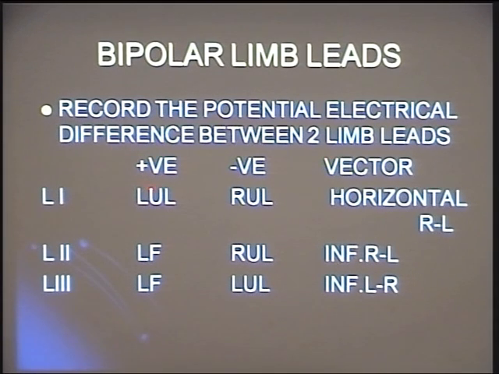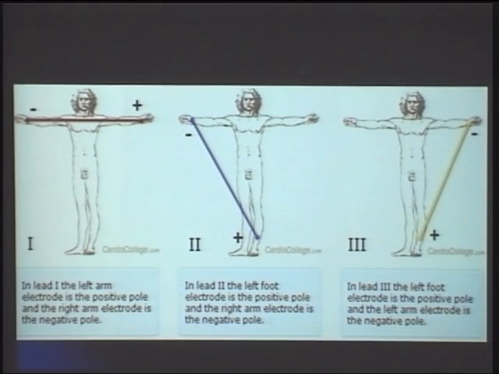As I told you, in unipolar leads, once again, so bipolar lead summary here. Lead 1, positive pole is left upper limb, negative pole is right upper limb, horizontal vector from right to left. Lead 2, left foot is positive, right upper limb is negative, so inferior right to left. Lead 3, left foot is positive, left upper limb is negative, so inferior towards the right side. So horizontal vector, inferior and to the left, and inferior and towards the right: lead 1, lead 2 and lead 3.